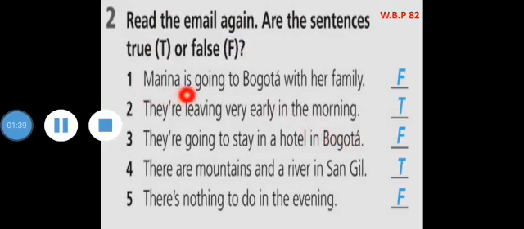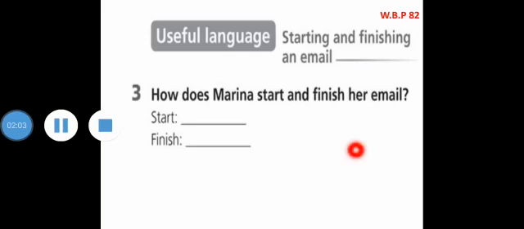Number 1, Marina is going to Bogota with her family. It is false. Number 2, they are leaving very early in the morning. It's true. Number 3, they're going to stay in a hotel in Bogota. False. Number 4, there are mountains and a river in Senegal. True. And number 5, there is nothing to do in the evening. It is false.